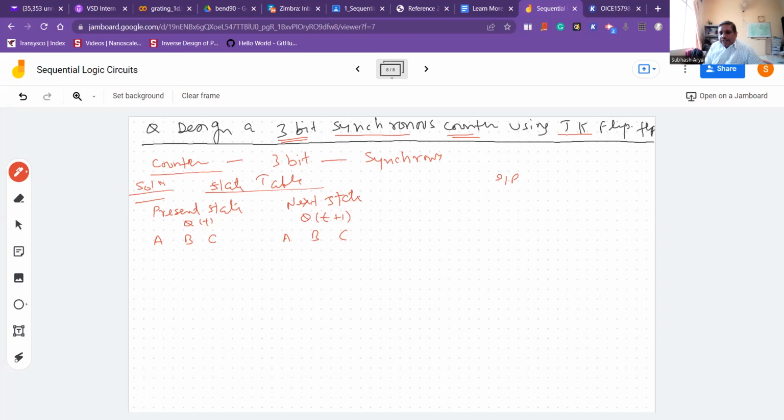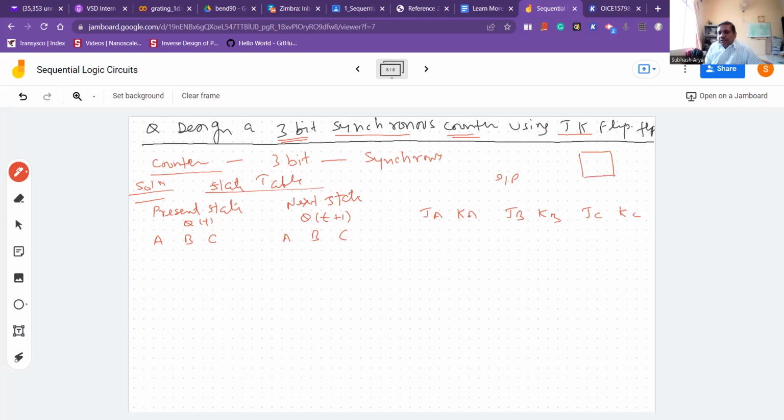And here, so far as inputs are concerned, with respect to flip-flop A, we will have JA and KA as the 2 inputs. Similarly, JB and KB, and JC and KC. These are the inputs of the 3 flip-flops.